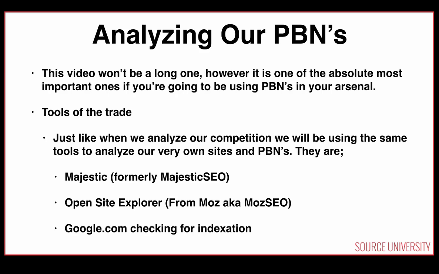Now, the tools of the trade. Just like when we analyze our competition, we're going to be using the same tools to analyze our very own sites and PBNs. And they are Majestic, formerly known as Majestic SEO. And we're going to be using Open Site Explorer. It's a tool from Moz. They also used to be called Moz SEO. Looks like both companies decided to drop the SEO from the end of their name. And we're also going to be using Google.com to check for indexation of our PBNs.